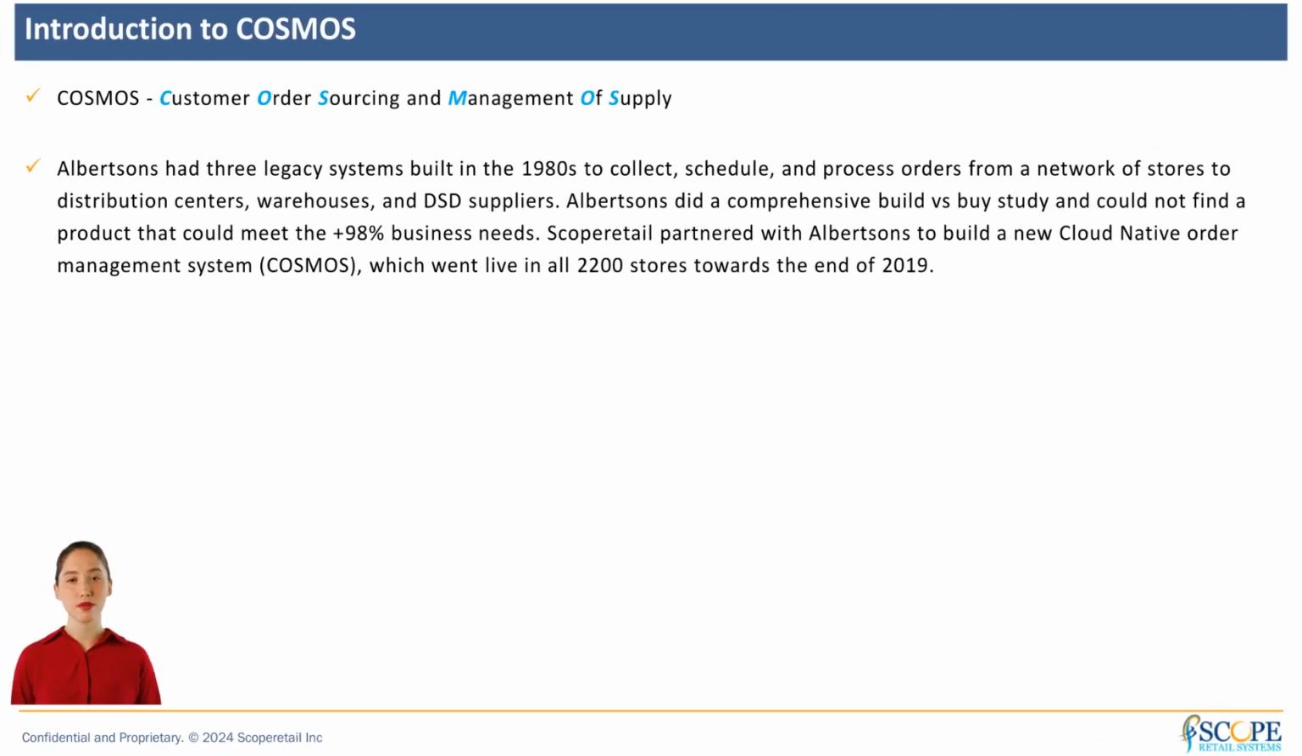Cosmos stands for Customer Order Sourcing and Management of Supply. It is a leading B2B order management platform with multiple capabilities to support a diverse set of business processes. Albertsons, our first customer of Cosmos, replaced 3 legacy systems with Enterprise Cosmos.